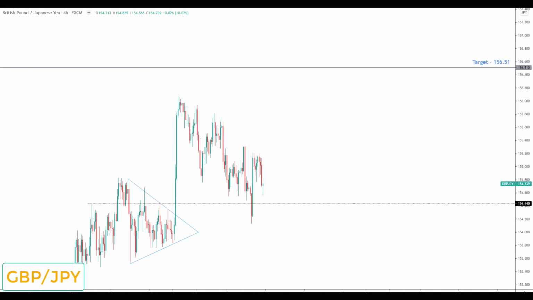The next market I like is Pound Yen. Pound Yen was a market highlighted in last week's weekly Forex forecast video, and I highlighted the 154.44 as an area to look for a pullback and bullish reversals to the upside. I noted that we are forming here a bull flag. This is just a correction.